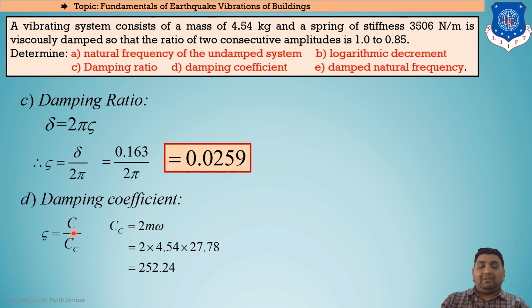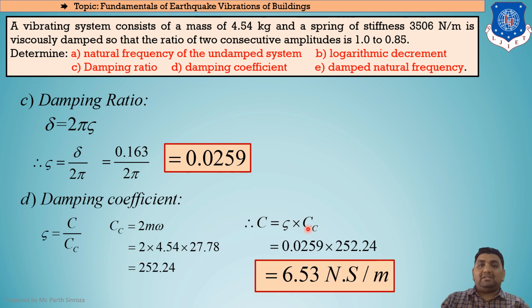Now substituting the value here, we will get the value of our damping coefficient, that is C. Making C the subject in this equation, the equation turns out to be C equals zeta into Cc. So the answer here comes out to be 6.53 Newton second per meter. This is the value of our damping coefficient. Clear? Now moving on to the fifth case of ours.